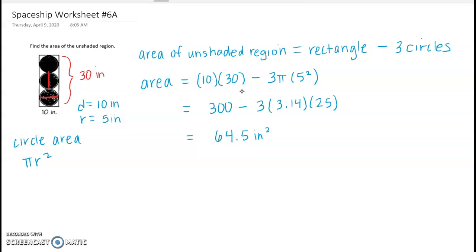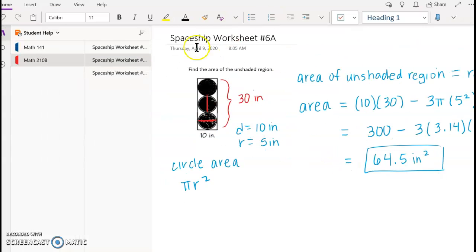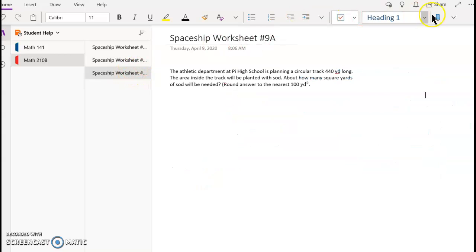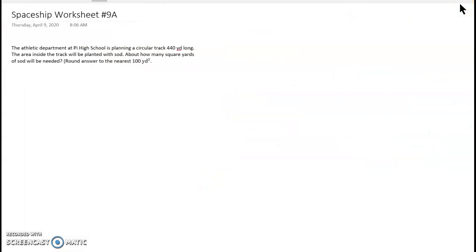64.5 square inches. And then the third example I'm going to do is number 9A, which is a circular track that is 440 yards long. That's related to the circumference. So we're saying that the circumference is 440 yards.